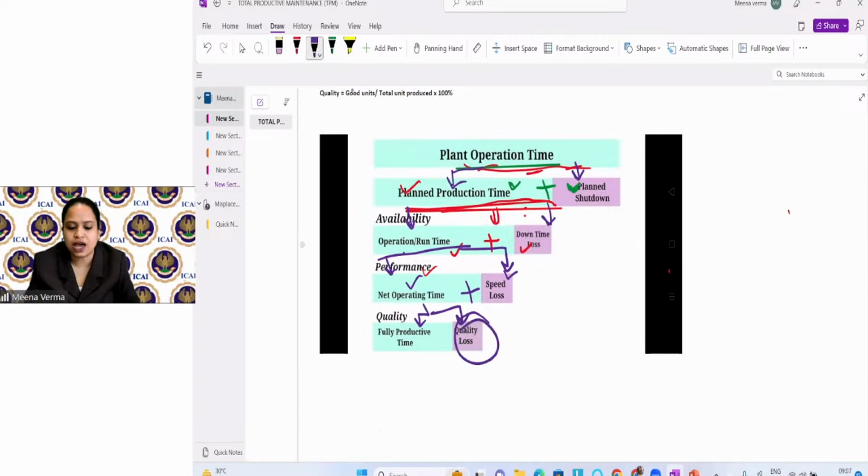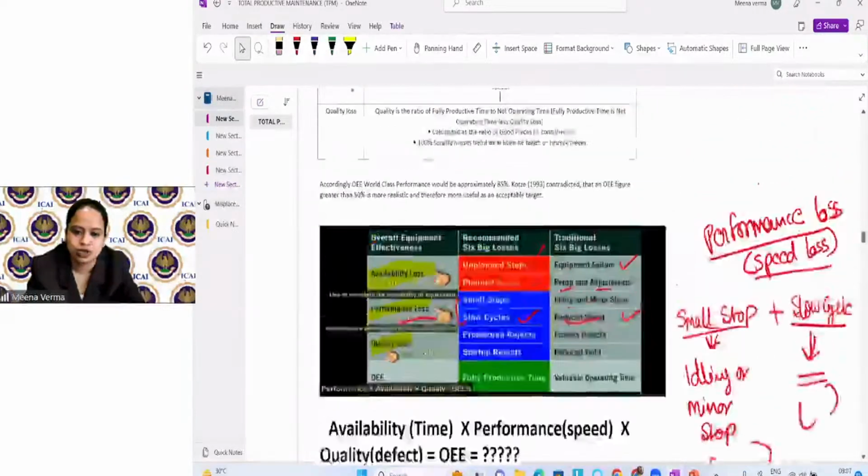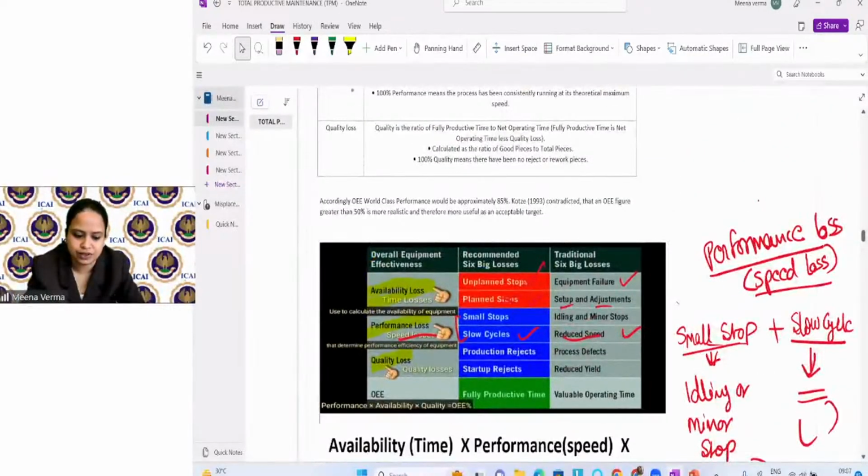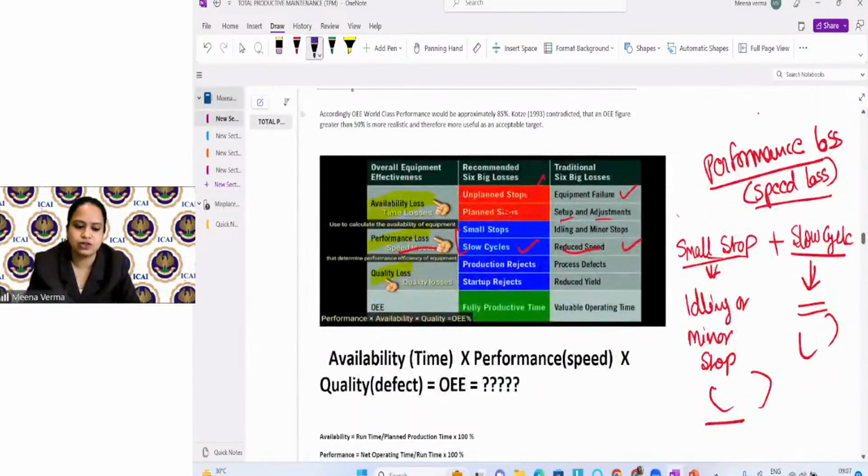Now the last one is quality loss, how the quality of the product can be lost. With the help of these three values, availability (time losses), performance (speed losses), and quality loss, you will get OEE. So last is what? Quality loss. Let's see how we can calculate the quality loss.